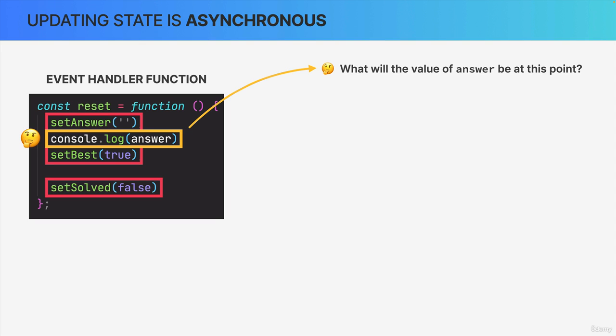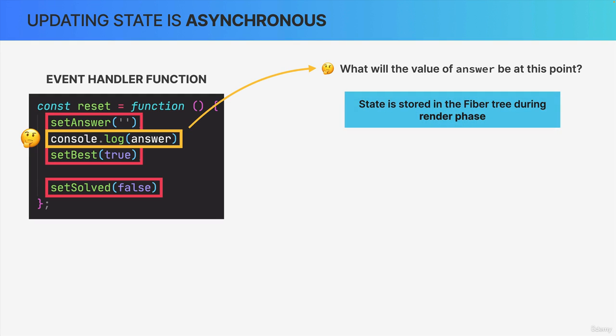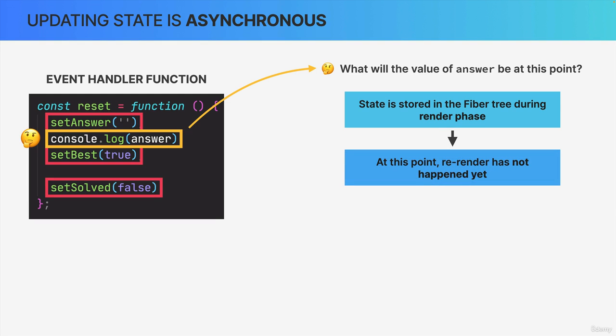So remember that component state is stored in the fiber tree during the render phase. Now at this point in the code, the render phase has not happened yet. So React is still reading the function line by line to figure out what state needs to be updated. But it hasn't actually updated the state yet, and it also hasn't re-rendered yet.